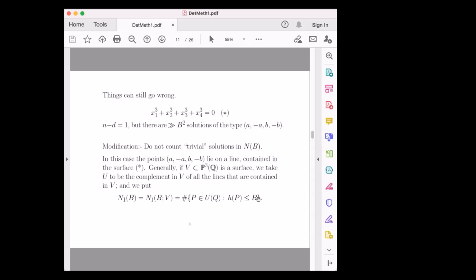Now, it's quite possible for a surface to be made up exclusively of lines, so that all points lie on a line. We have a ruled surface. And in that case, this set U will be empty, and it's quite easy to estimate the size of the growth function. But in general, there'll only be a finite number of lines. Points on the lines will make up a contribution of order B squared, and it's the remaining ones that are interesting for us.